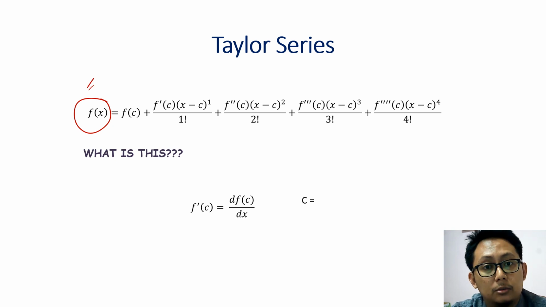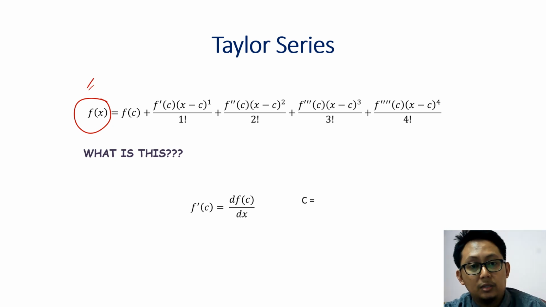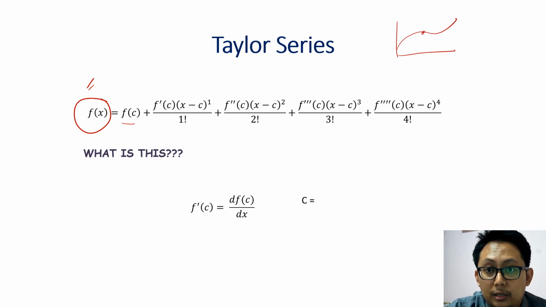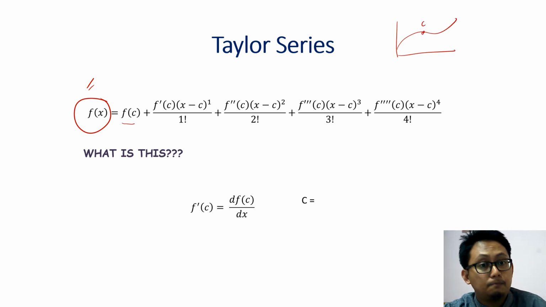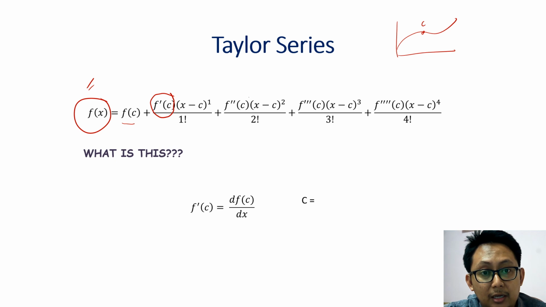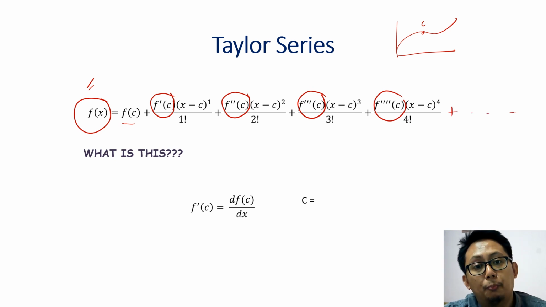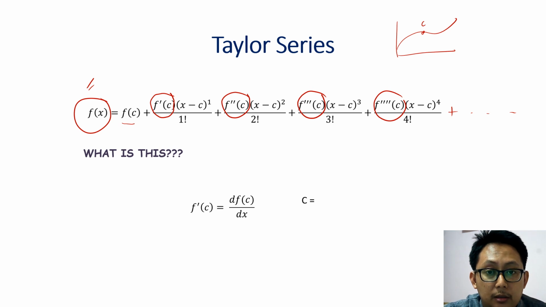So the series becomes f of c, where c is the center point. For example, you have a graph, and they decide at any point here is c. Then you need to differentiate the function: first differentiation, second differentiation, third differentiation, fourth differentiation, and so on. You will continue because it's an infinite series. And then they have a factorial below this.